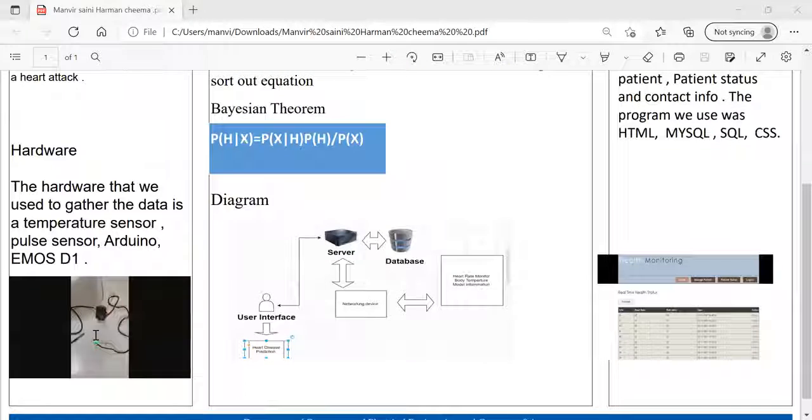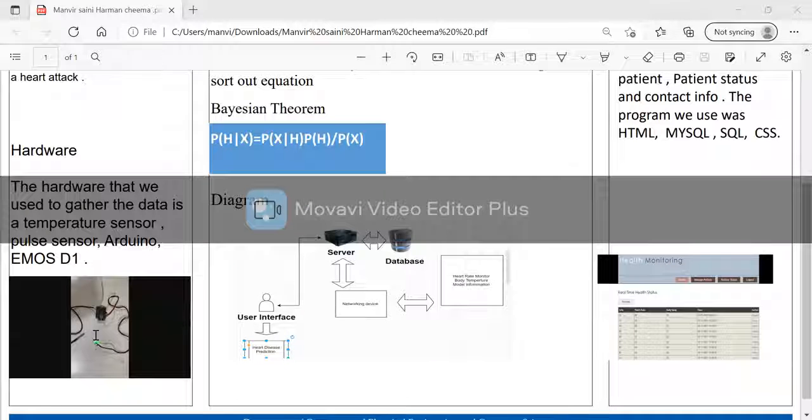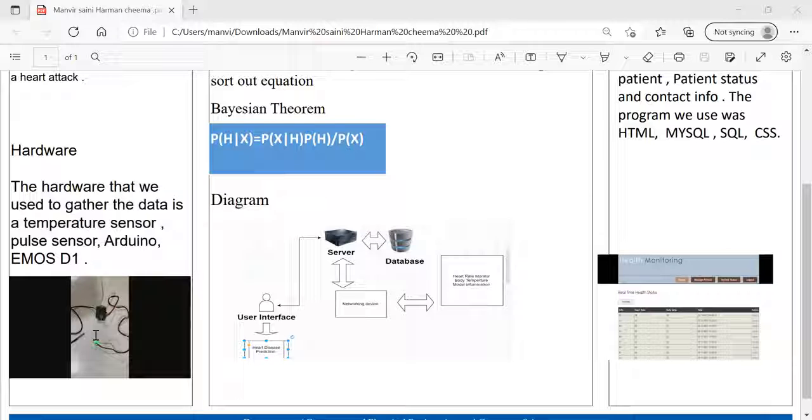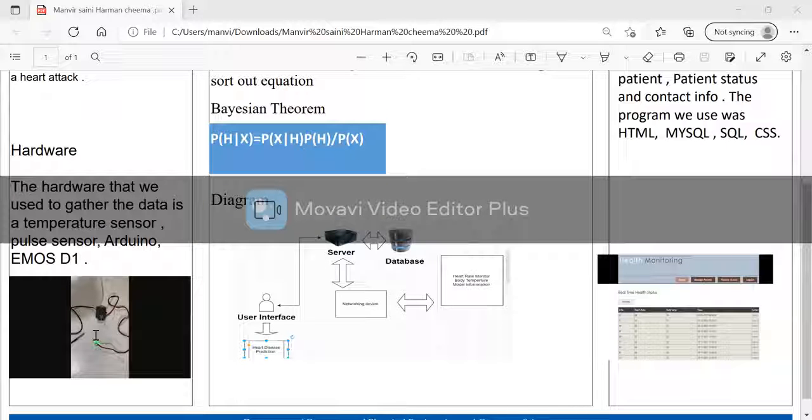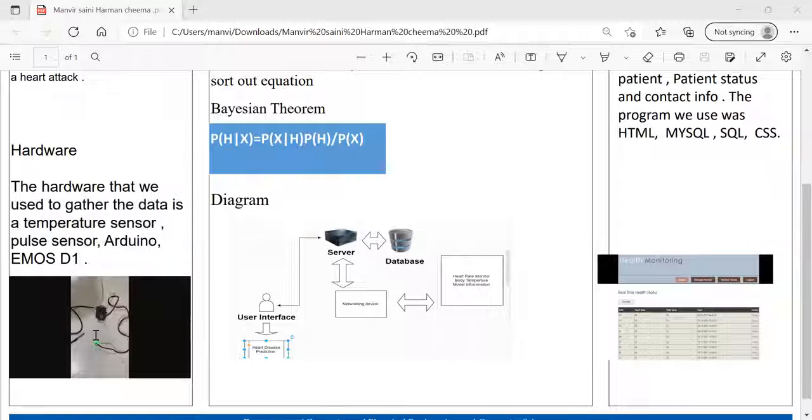So the diagram that we drew was the heart rate monitor, body temperature, and the sensor that the patient has on himself that goes to our device. Then the device goes to the server, and the server goes to the database, and you can see the user interface, where he views his vitals. By getting the information that's stored in the database, we could predict whether the person is on the verge of a heart disease.